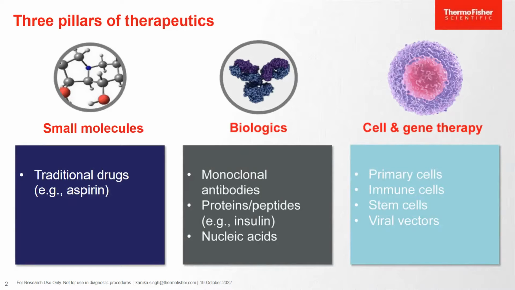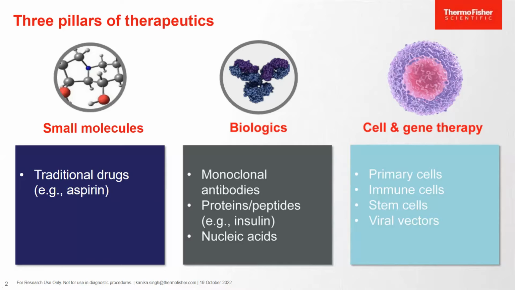So, there are three pillars of therapeutics. The first one consists of small molecules. Small molecules are extracted or synthesized chemical compounds which are used in traditional drugs, and examples are aspirin, penicillin, etc.